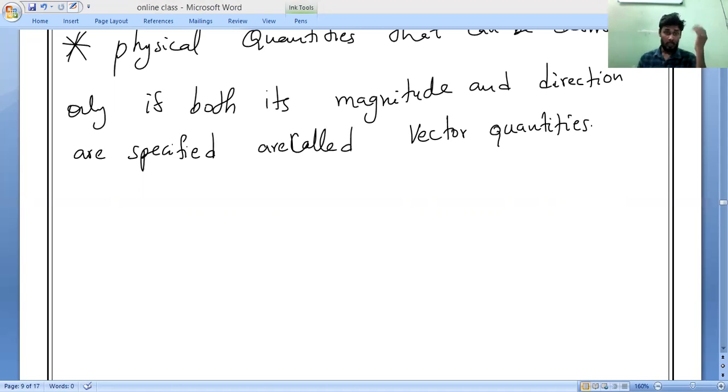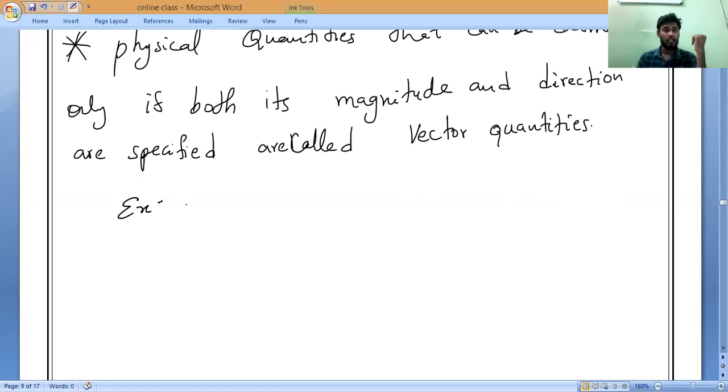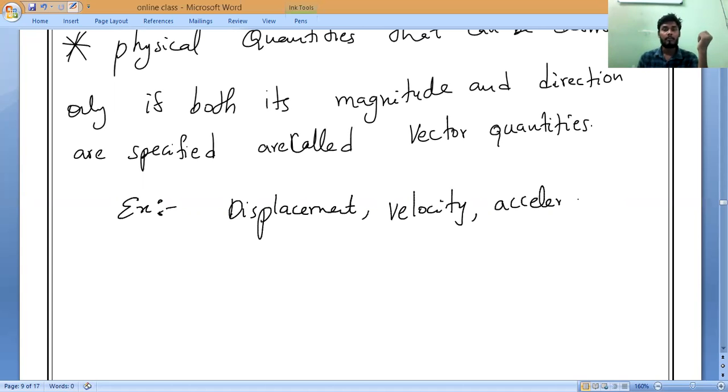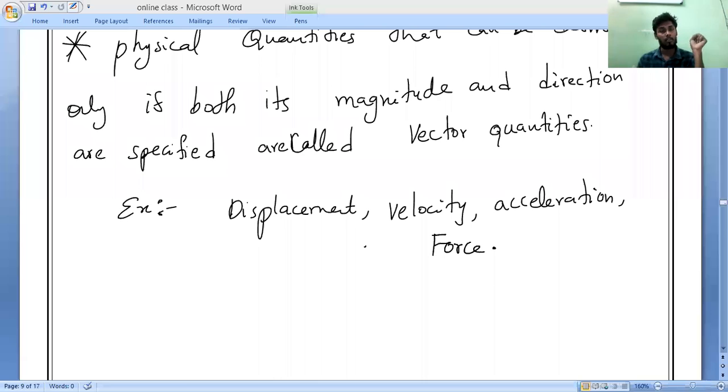So you can take examples. For example, you people don't know that yet, but I will say examples. Displacement. Velocity, which we'll study tomorrow. Next, acceleration. Next, force. Force, if it is acting perpendicularly, we used to call it something, I forgot. Okay, let it be. Force also you can write. So these are the vector quantities. We always represent a particular direction also.